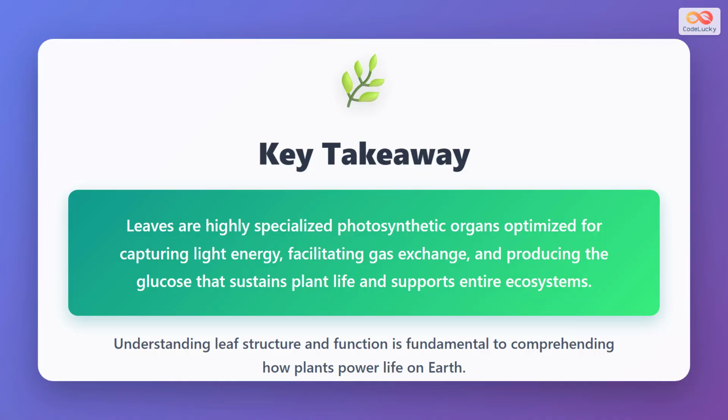To summarize, leaves are highly specialized photosynthetic organs that are perfectly optimized for capturing light energy, facilitating gas exchange, and producing the glucose that sustains plant life and supports entire ecosystems. From their layered internal structure to their specialized cells and adaptations, every aspect of a leaf is designed to maximize photosynthetic efficiency. Understanding leaf structure and function is fundamental to comprehending how plants power life on Earth.